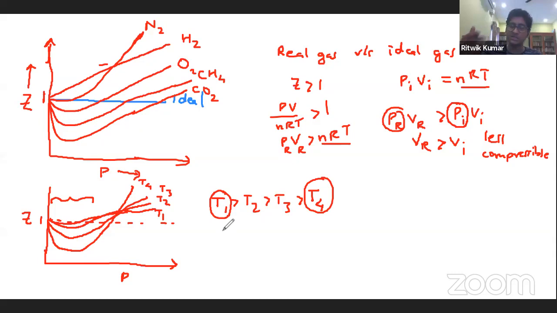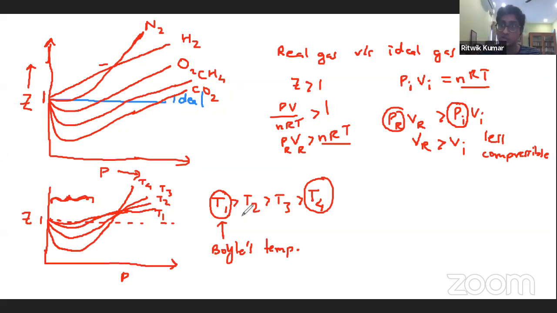As you increase the temperature, the real gas will start behaving like an ideal gas over a small range of pressure. This range only, not the entirety, right? So that temperature is known as the Boyle's temperature, or Boyle point, right? The temperature at which a real gas behaves like an ideal gas over a wide range of pressure is known as the Boyle's temperature.